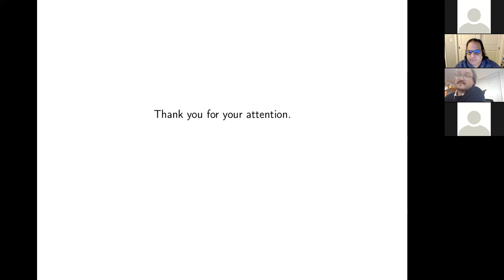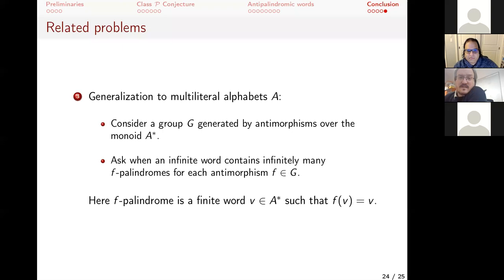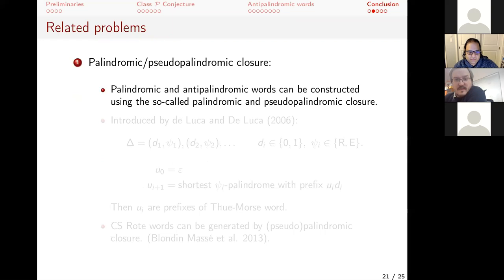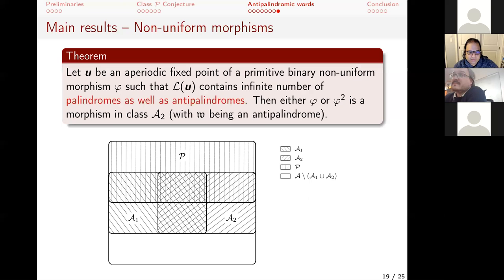Yes, I have one, Peter. Thanks for your talk. In the previous part, you had a picture. The one with the complement of A1 and A2. This one? Yes. So you say that you conjecture that the white region below is empty. Can you say some words on why this is difficult to prove?